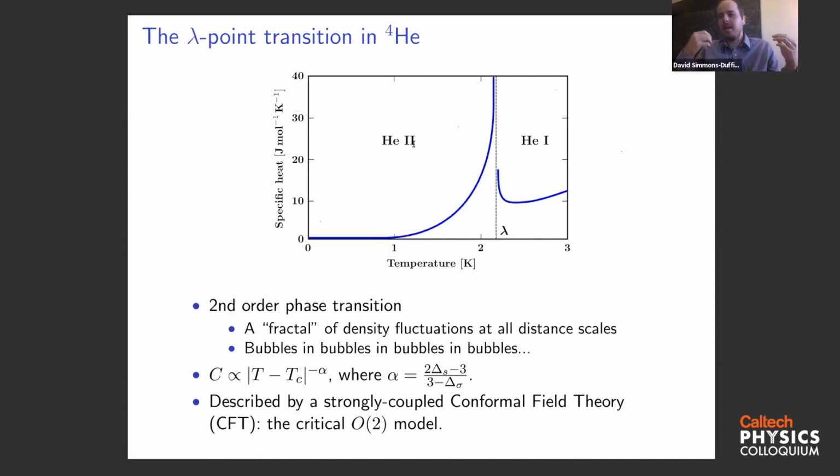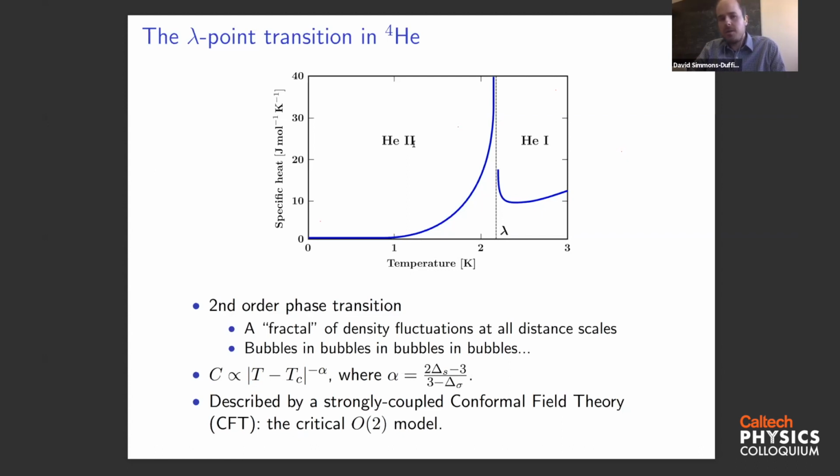You can think of it as if you have your liquid helium, and it develops a bubble of superfluid, and inside the bubble of superfluid is a bubble of normal fluid, and inside that is a bubble of superfluid and a bubble of normal fluid, and so on. As you get closer and closer to the critical temperature, Tc, this structure of nested bubbles goes all the way from macroscopic scales down to close to molecular scales. This crazy fractal structure is described by a strongly coupled conformal field theory, in this case, the critical O(2) model.